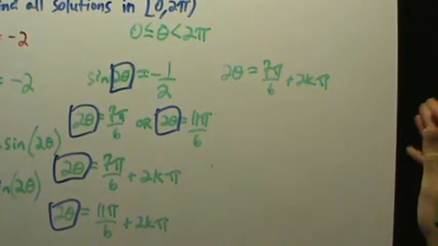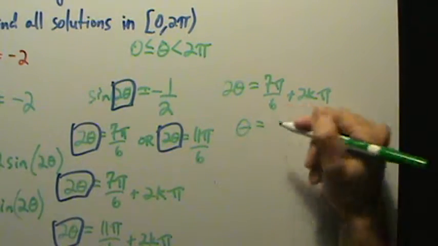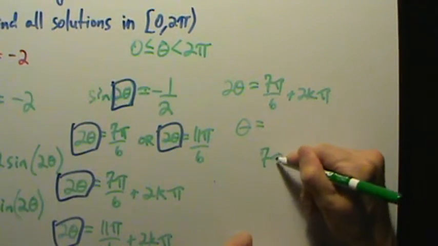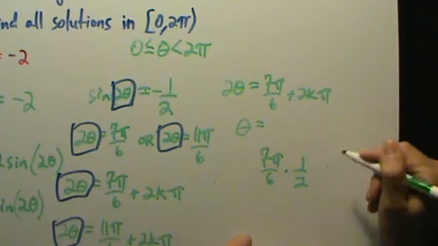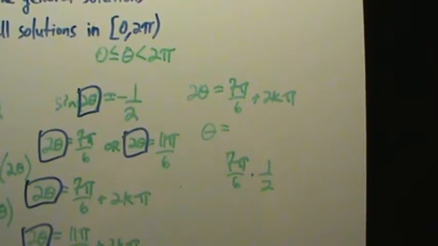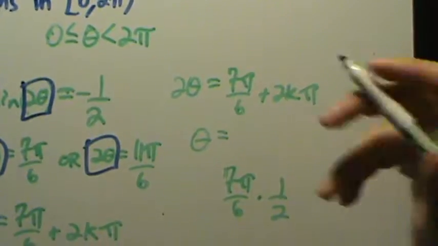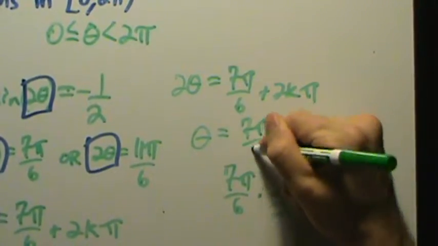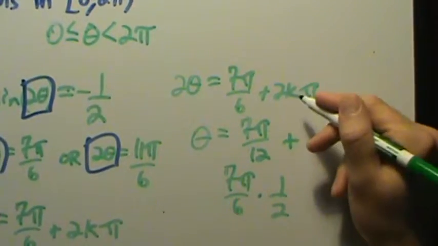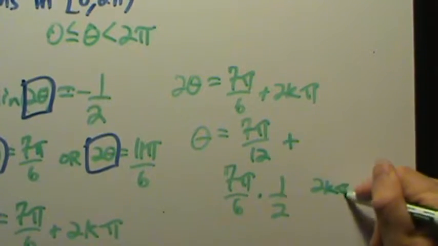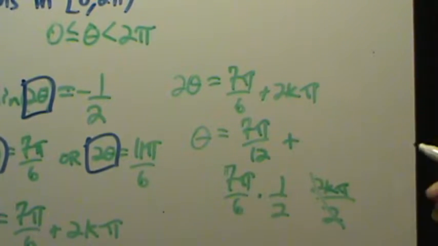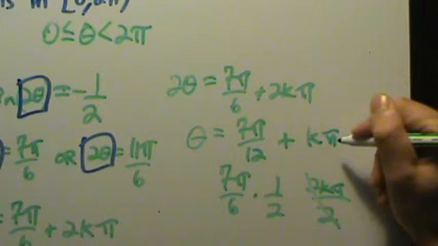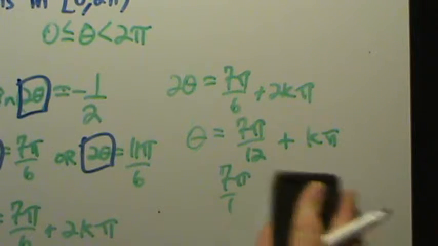If we divide everything by 2, then we have 7 pi over 6 divided by 2 is 7 pi over 6 times 1/2, which is the same thing as 7 pi over 12. So this is going to be 7 pi over 12 plus what? Well, 2k pi, if you divide that by 2, the 2's cancel, that's great, we're just left with k pi.